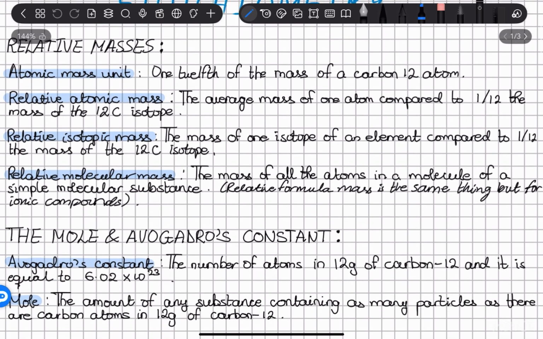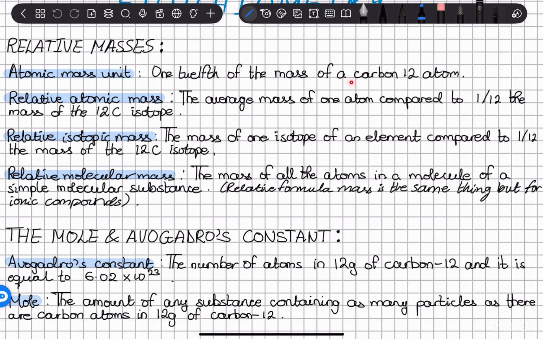Our first part, relative masses. This is just another definition that you need to know. So we have the atomic mass unit, relative atomic mass, isotopic mass, and molecular mass. You just have to know all of these definitions. So when we talk about stoichiometry, it's calculations and a form of, let's say, standardization in chemistry.